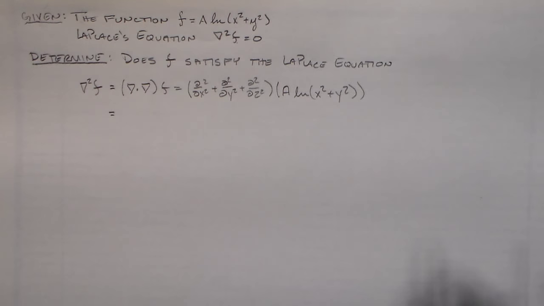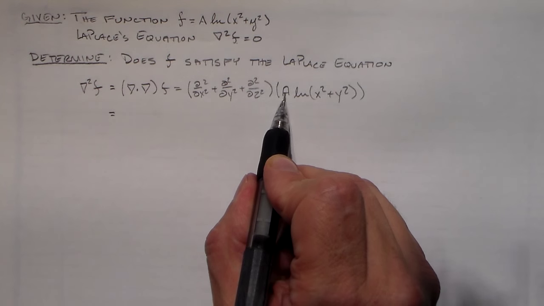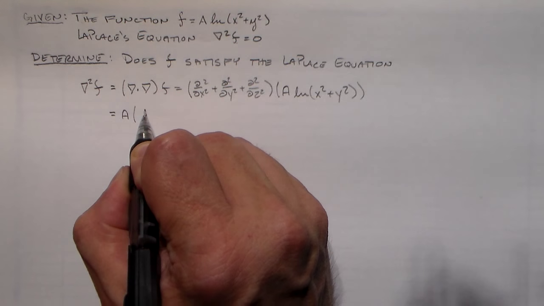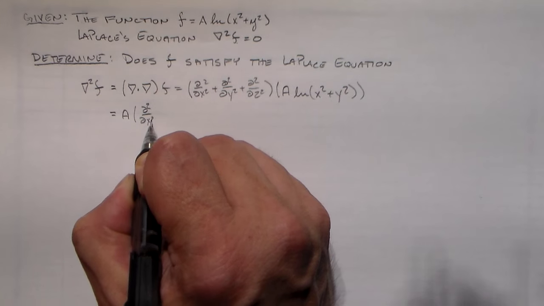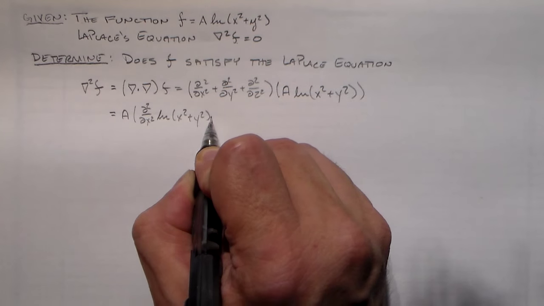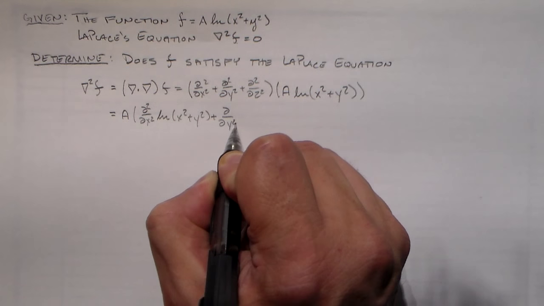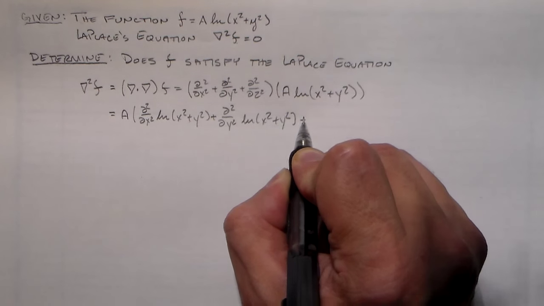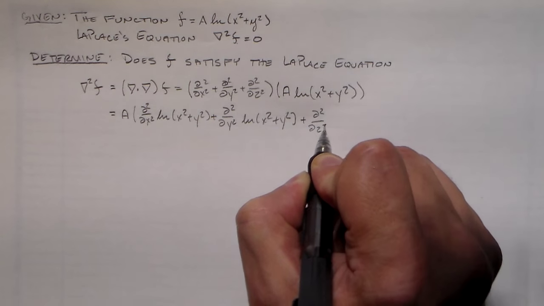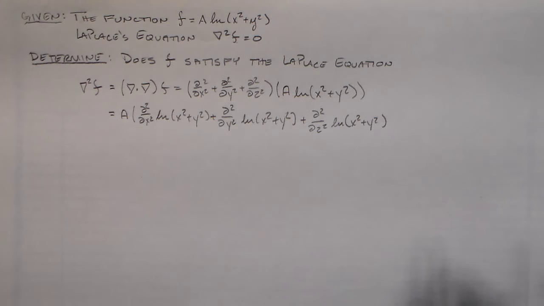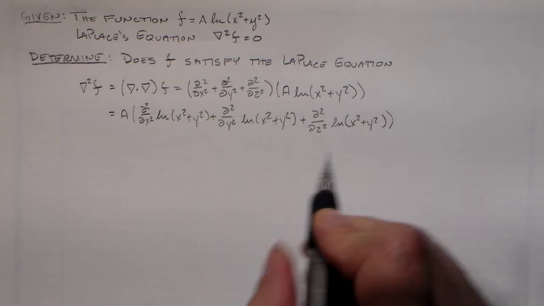And so I go through and I just try to see if I can get anything good out of that and if I get a zero or not. So first thing, pull out the a, right? And then I just distribute the function: d²/dx² of ln(x² + y²), plus d²/dy² of ln(x² + y²), and I'll leave this in, although I usually wouldn't, plus d²/dz² of ln(x² + y²). Okay, and so now we've got all this going on with the natural logs.